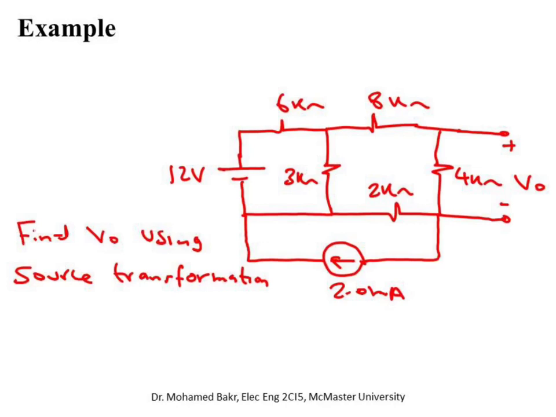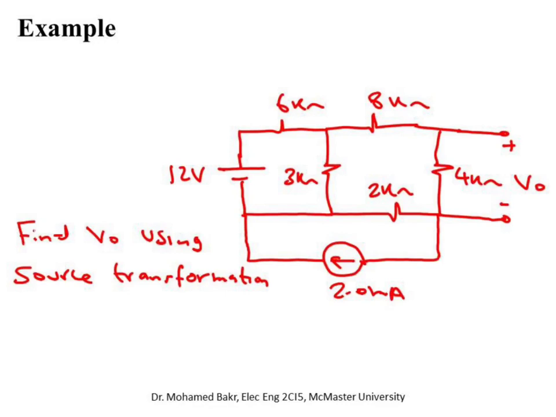Okay, let's consider this other example. We have here a second example. We have two sources, a 2 milliampere current source and a 12 volt voltage source, and we have a number of resistances. My target is to find V naught, and they're asking me to use source transformation.